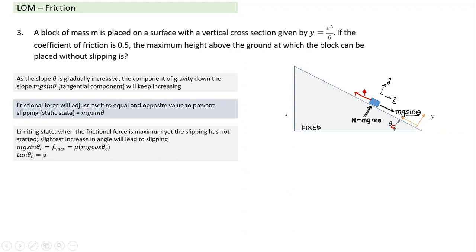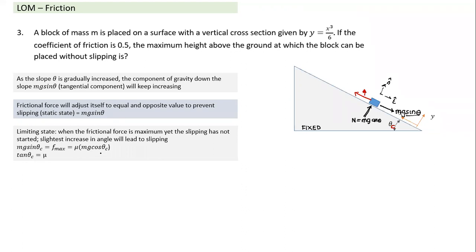If we apply that condition, mg sine theta c will be equal to the friction force. Why do I use the suffix c? This theta implies the critical angle. But which friction force now? Since it is the limiting state, I am equating it to the maximum friction force, and maximum friction force is mu times normal reaction, which gives you tangent of the critical angle is mu.